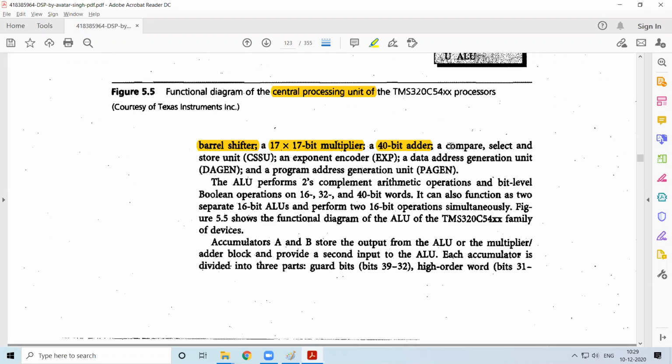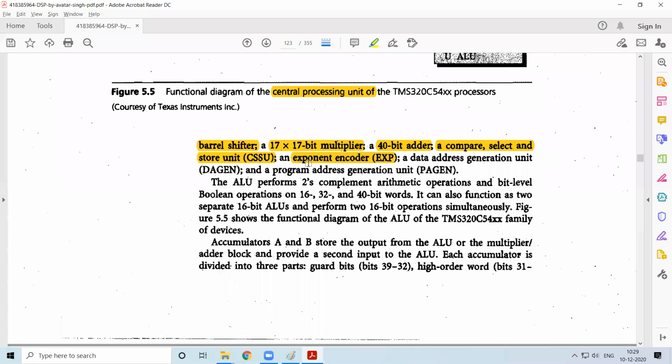Then we have one special unit, what they call CSSU, that is the compare, select, and store unit. This actually becomes handy when you're performing math kind of operations. There, you have to select the data, multiply it with the previous result, and then store that information. So you have to select it, compare it, store it. Something of this kind. That is where the compare, select, and store unit will be helpful, for these kinds of operations.